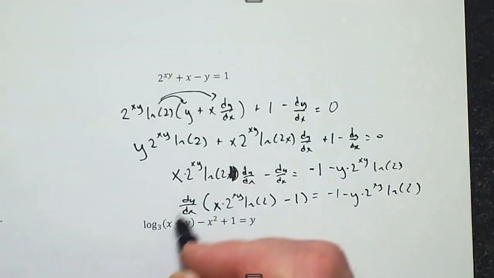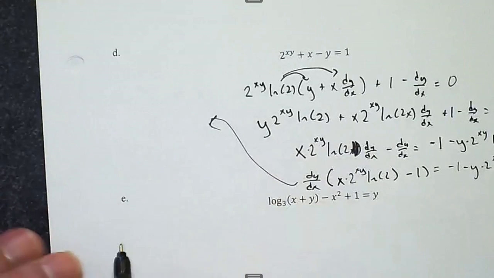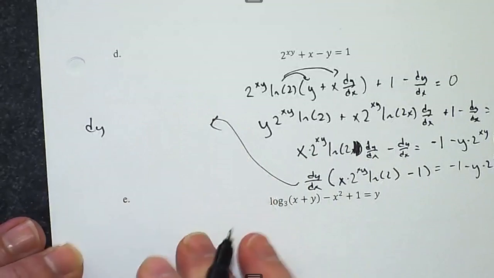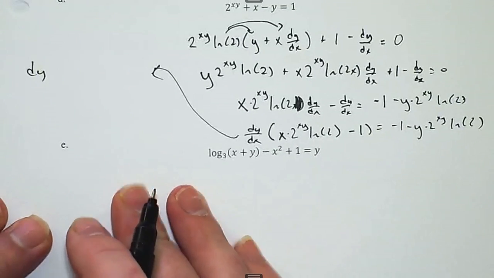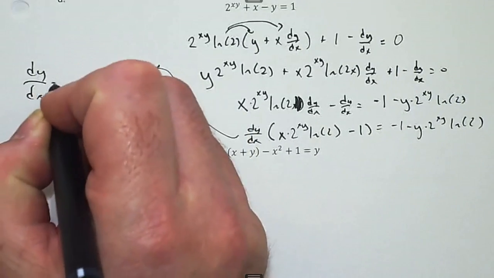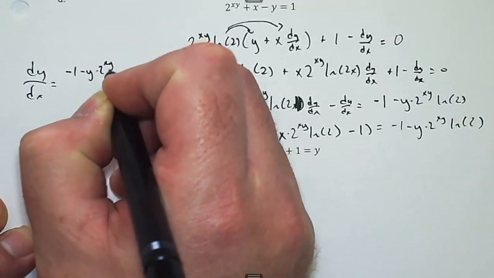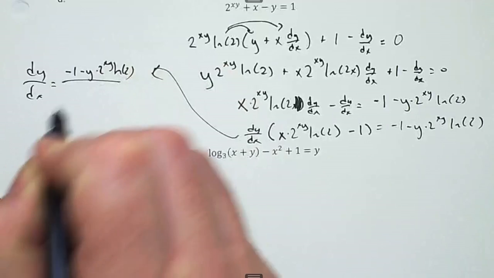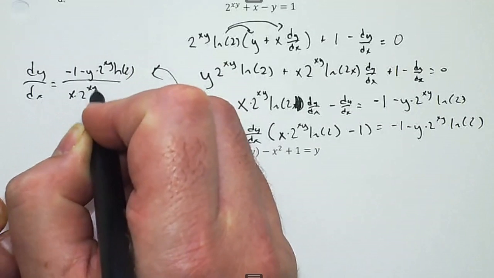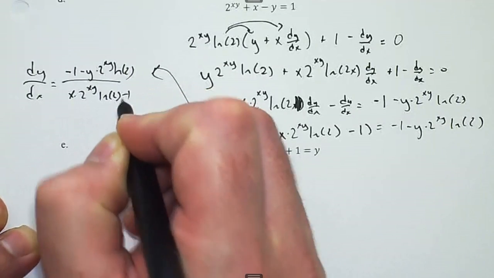And my last step, kind of going to work backwards, is to divide both sides by what's times dy dx. So dy dx is equal to a negative 1 minus y times 2 to the xy natural log of 2 over x times 2 to the xy natural log of 2 minus 1.